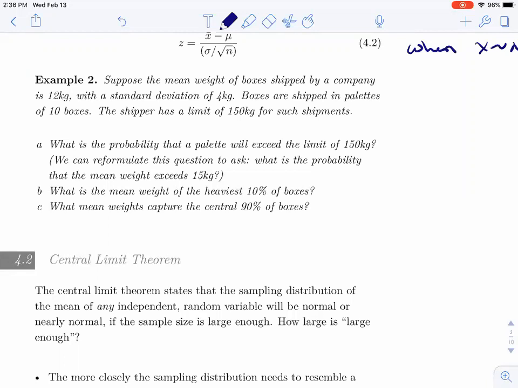A probability is an area under the curve, right? And so we want to translate this to an area under the curve of a normal distribution. Because we know this normal distribution is centered on 12 with a standard deviation of 4, what we can do is take the 150 kilos, and that's the same as saying, what's the probability that the average weight is more than 15?